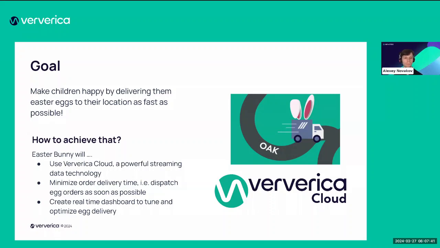The key was to use Ververica Cloud, where you can very easily run Apache Flink applications. The main idea to achieve the goal was to minimize the delivery time. So the dispatching of the egg orders needs to happen as soon as possible, without any delays. And in order to control that, monitor and tune when needed, the end goal was to build a real-time dashboard, which can show how our delivery, how our business is operating.